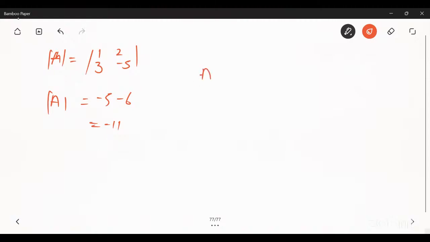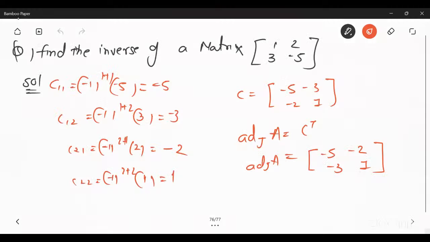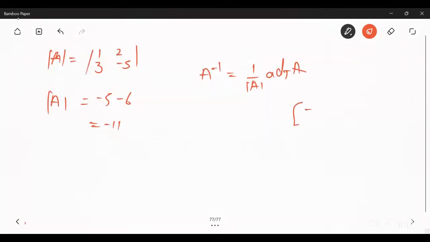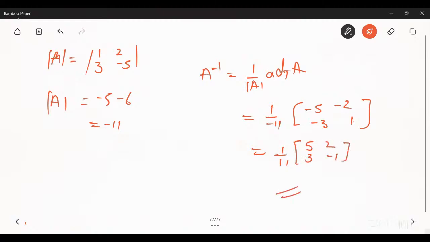Okay. So A inverse is 1 upon mod A adjoint A. The value of adjoint A is minus 5, minus 2, minus 3, 1, and the determinant is minus 11, so 1 upon minus 11. On multiplying inside, you will get 1 upon 11 times 5, 3, 2, minus 1. That was your inverse. So students, those are some questions and some concepts of your chapter.